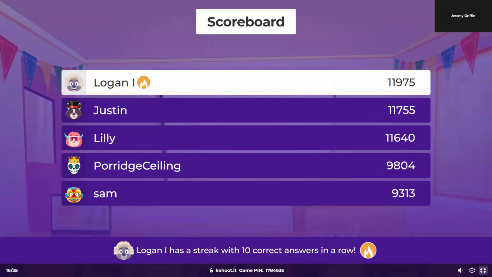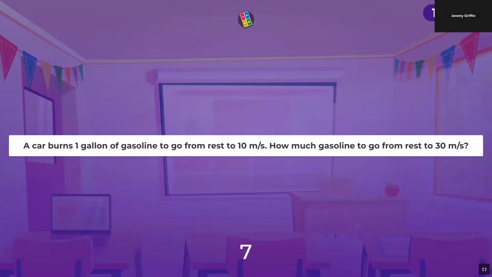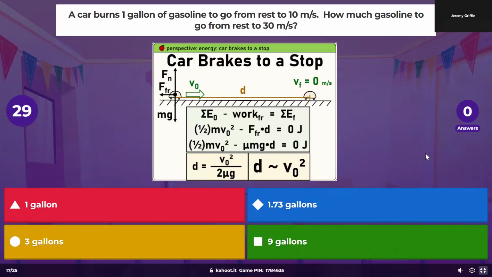Sam, Port Silly, Lily, Justin, Logan. A car burns 1 gallon of gasoline to go from rest to 10 meters per second. How much gasoline to go from rest to 30 meters per second? It's not braking distance, but it's sort of the backwards version of that. So it takes some energy to reach some speed. How much energy does it take to reach 3 times the speed?